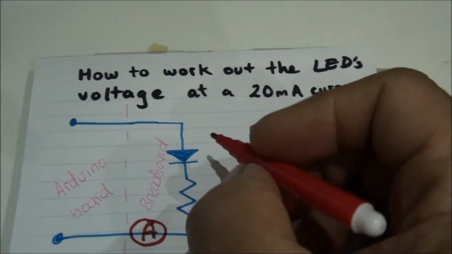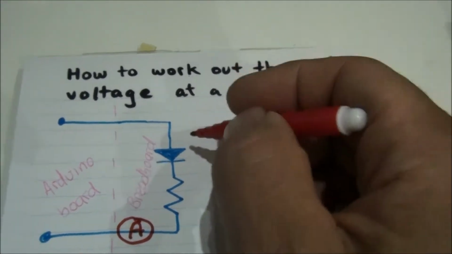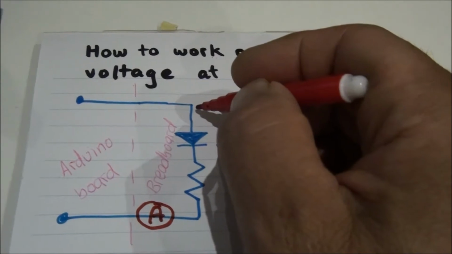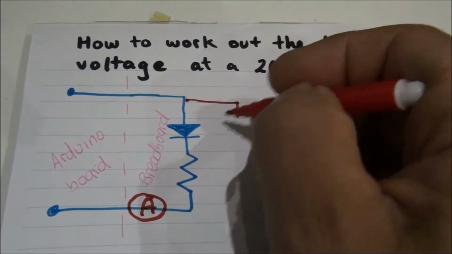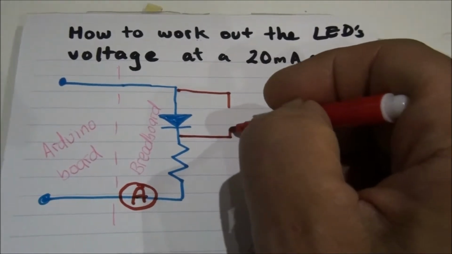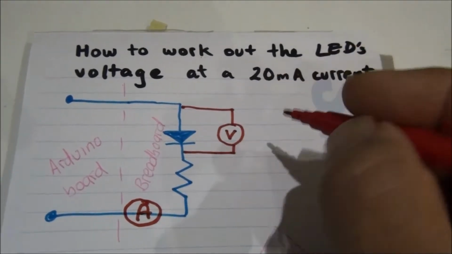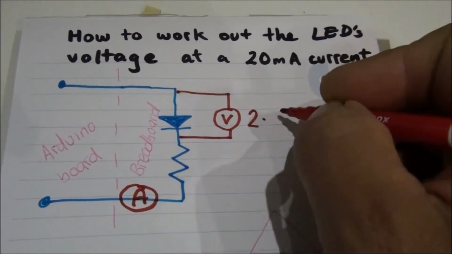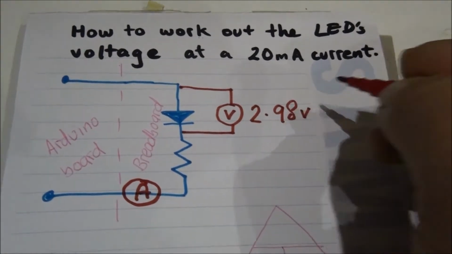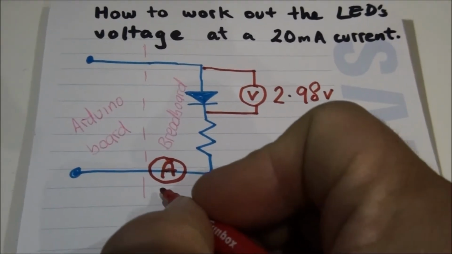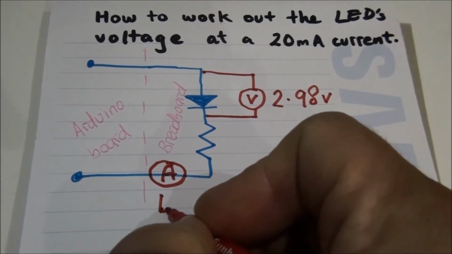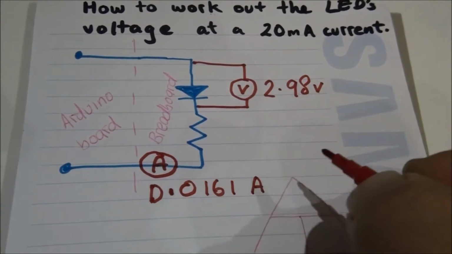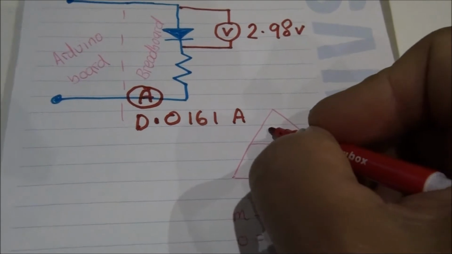and to work out the optimal voltage for my LED, I put the voltmeter function of the multimeter from this point here to that point there, in between the two components. So there I'm measuring voltage, and from our previous exercises we measured 2.98 volts for the LED at a current of 0.0161 amps.